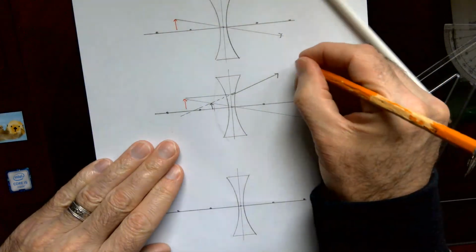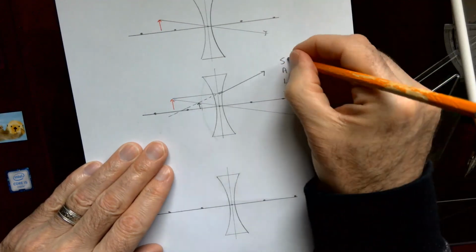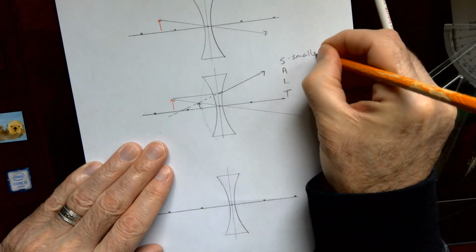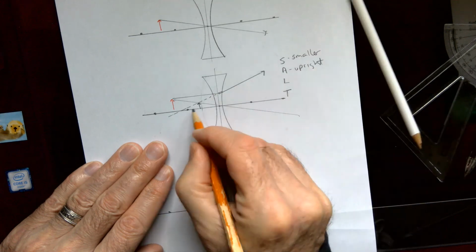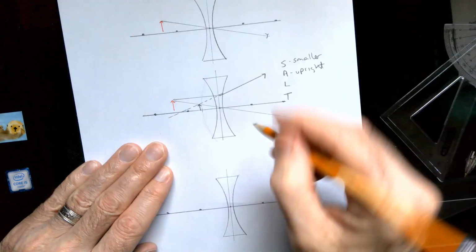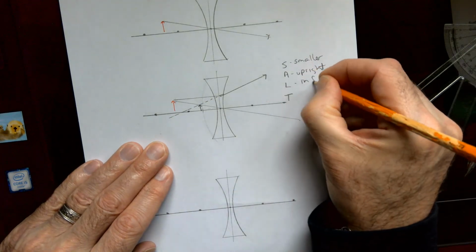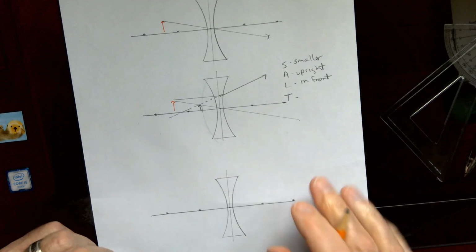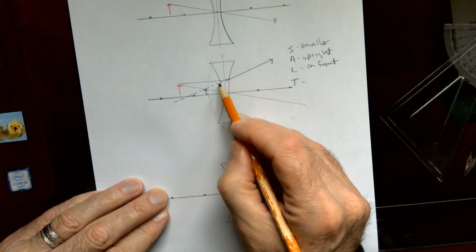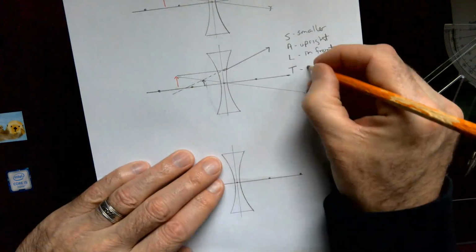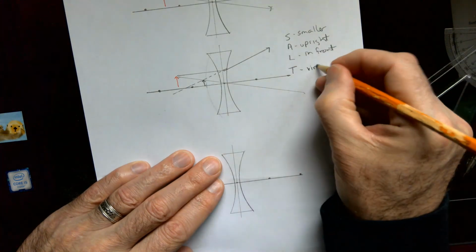Now, let's do SALT on this. Size, smaller. Attitude, it is upright. So this is smaller than the object. It is pointing in the same direction. It is upright. Location, in front of lens. Type, is it real or virtual? Well, this light doesn't actually go backwards. This is sort of an imaginary line we've drawn. So anytime we draw one of those lines, we are going to call this virtual.